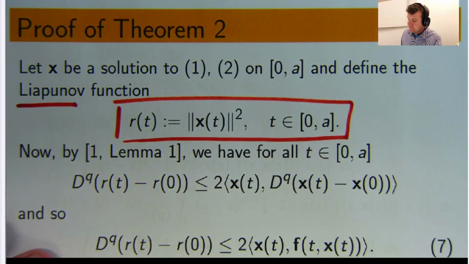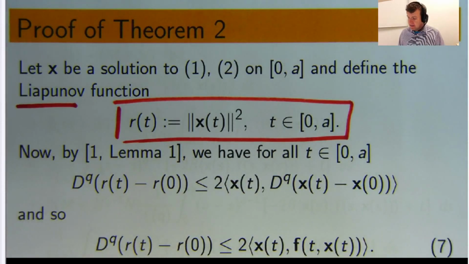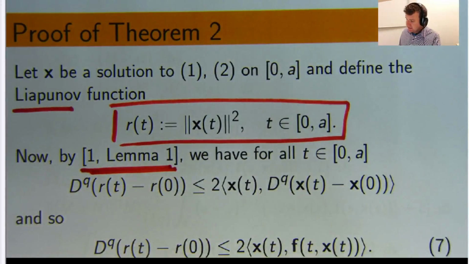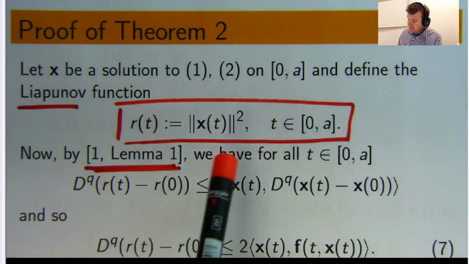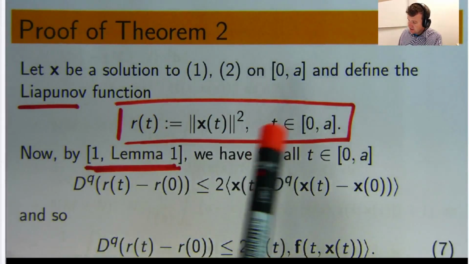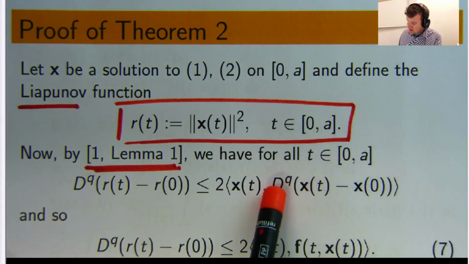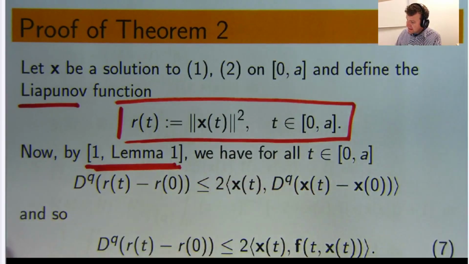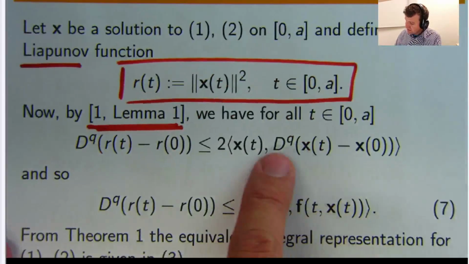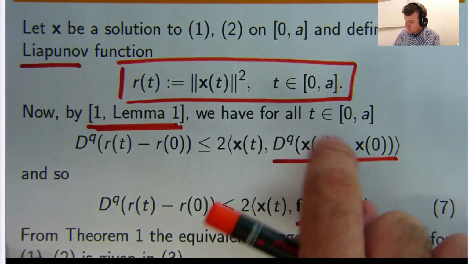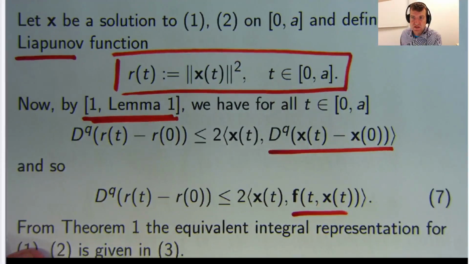Now, there's a lemma from this paper here, which is a fantastic lemma, that gives you an inequality that relates the Caputo derivative of r with the Caputo derivative of x. That is a really cool and important inequality, and you can do lots with it. And here it is here. Now, if x is a solution to our original problem, we can replace this with f, because these two things are equal in our fractional differential equation.